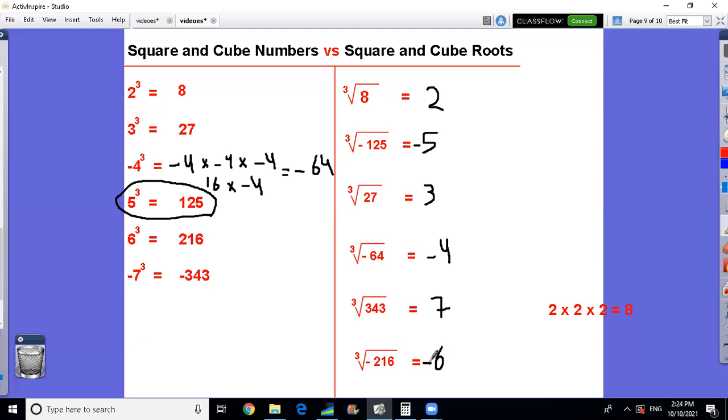There is another way that we're going to learn, which is prime factorization, in order to find the cube root of bigger numbers. We're going to learn this later, but that's it for now.